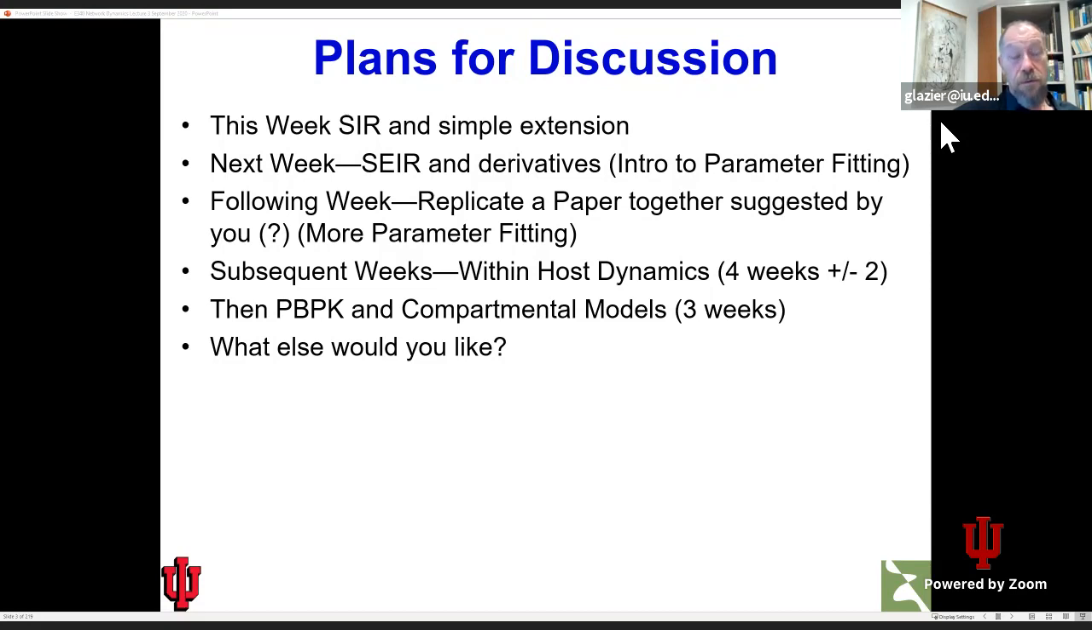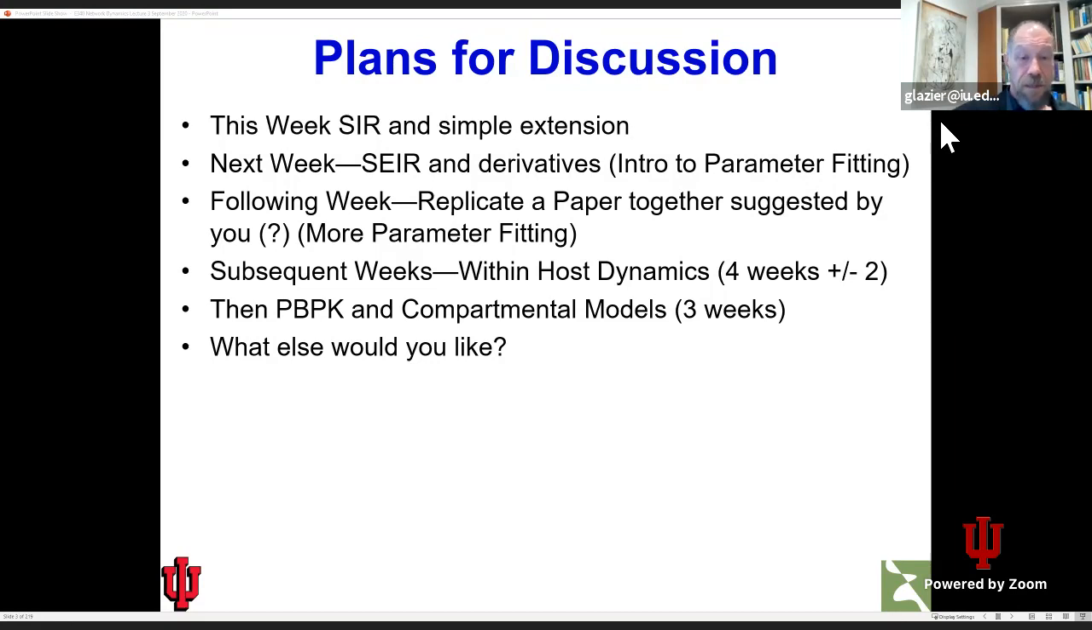And then after that, I would move on to within-host dynamics models and spend a couple of weeks on that. And then do PBPK and compartmental models. And then we potentially have a couple of weeks, depending on how things go, where we could do other things. And so your suggestions about balance and what you'd like to add or take out of that are welcome. So does that seem like a reasonable rough agenda? We can always adjust it, seeing how fast or slow things are.